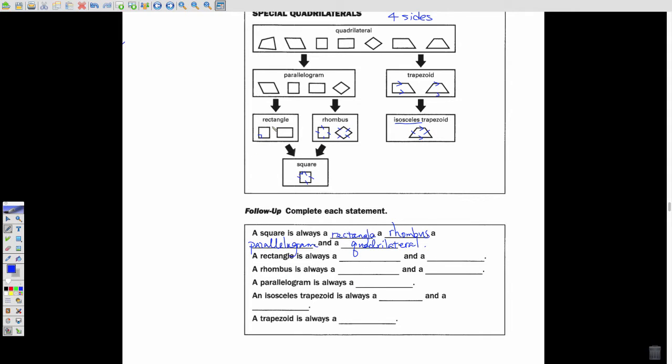You can do the same with a rectangle. You can say a rectangle, going up, is always a parallelogram and always a quadrilateral. Okay, so finish the rest of it. Go from the bottom up and follow that sequence, and also think through what you wrote. Is that always correct? The answer key is posted on the website.